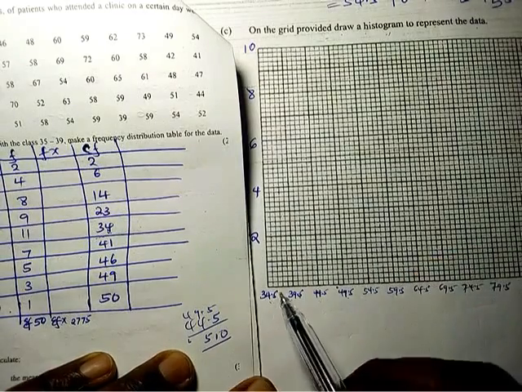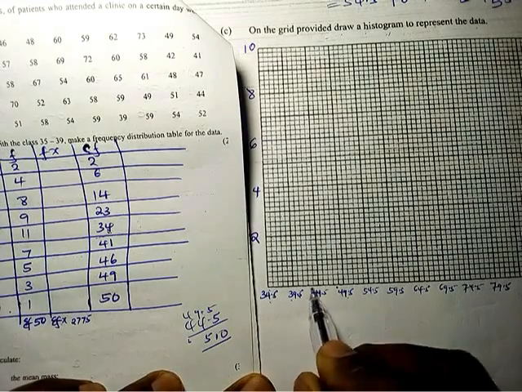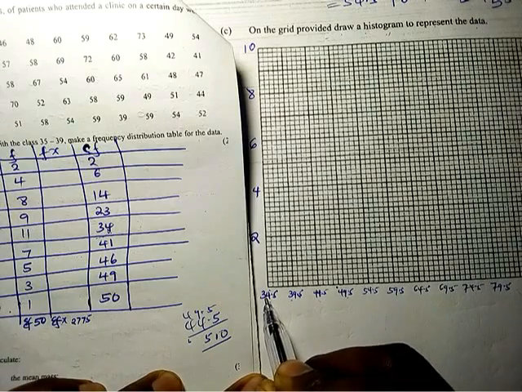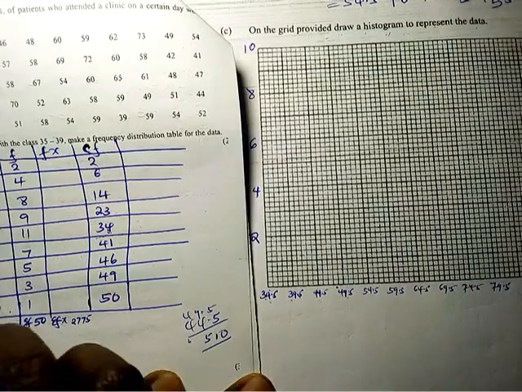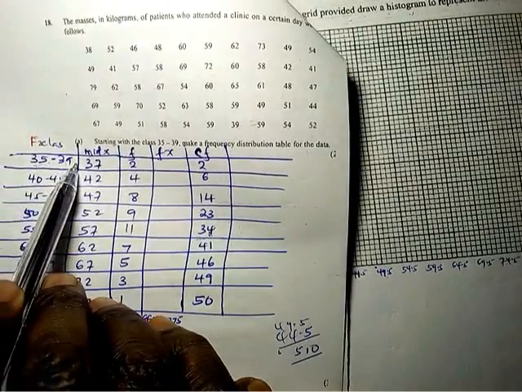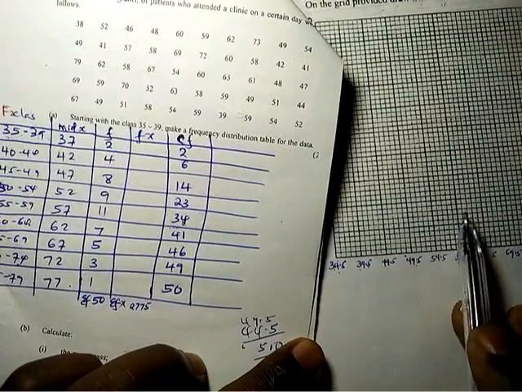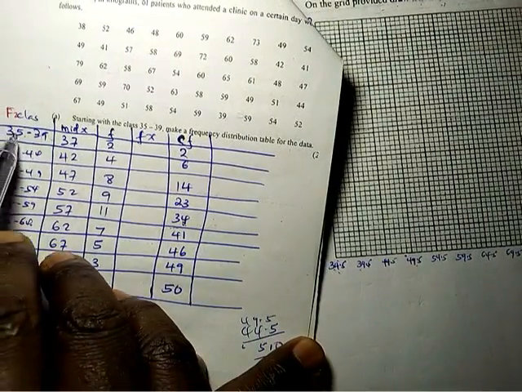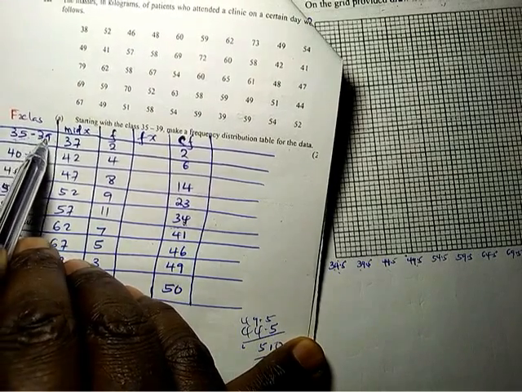So now here we use on the x-axis the lower limit and the upper limit of each class. For example, here we will use this class 35 to 39. The first bar will start at 34.5, because the lower limit of 35 is 34.5. The upper limit in this class is 39.5.